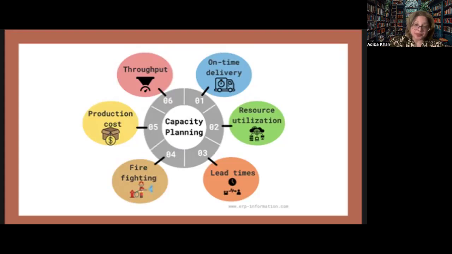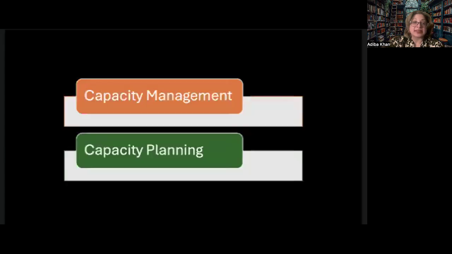All right. Now, the next thing is that I want to differentiate between capacity management and capacity planning.